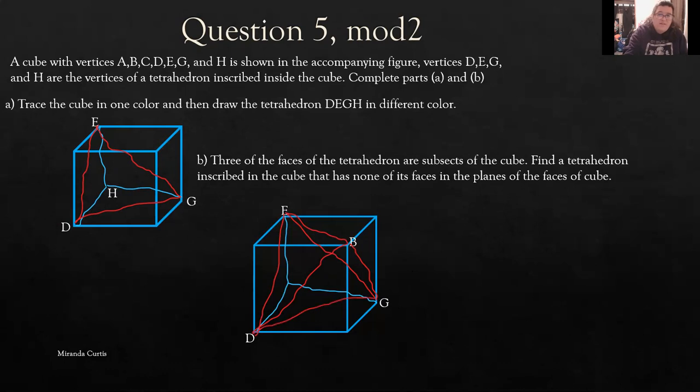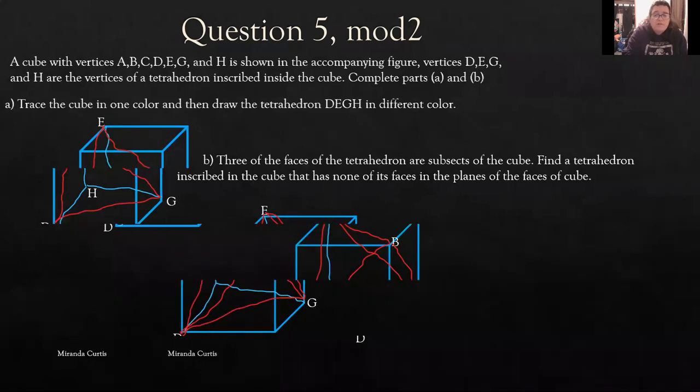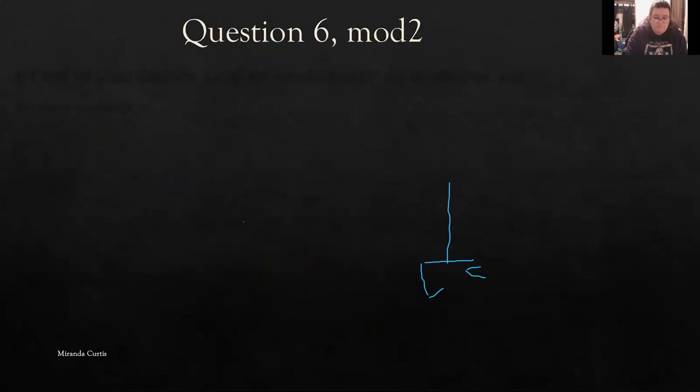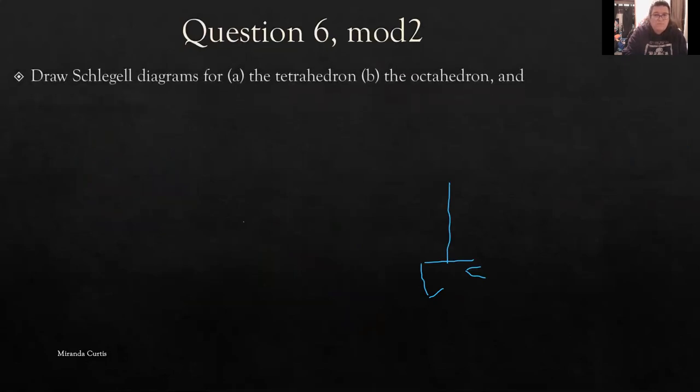Okay. Now we're going to go to question 4. No, we're on question 6. Sorry, guys. We've been flying through. I thought this was question 4. Now it's question 6. Draw Schlegel diagrams of A, the tetrahedron, B, the octahedron, and C, the icosahedron. I'm trying, guys. Promise.